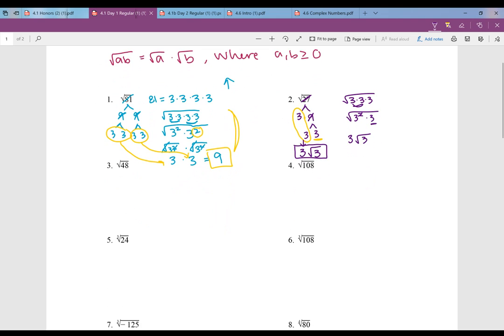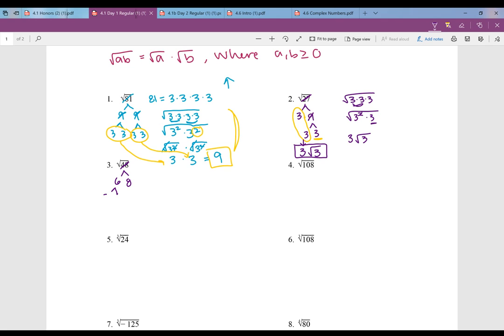Okay, let's look at number 3. We have the square root of 48. So again, what multiplies to 48? Well, we could do 6 times 8. And it doesn't necessarily matter which factors you choose if there's multiple options. You could also pick 2 times 24. And once you break them all the way down, you'll get to the same thing. So it doesn't necessarily matter that you pick specific factors, just correct ones.